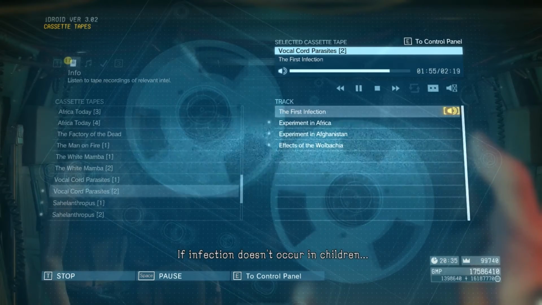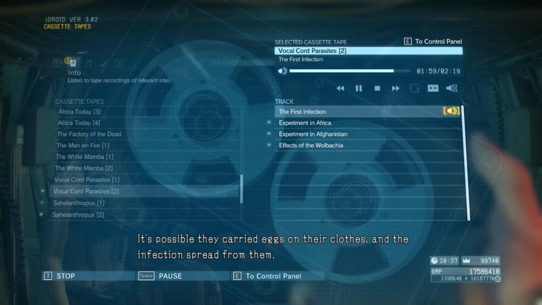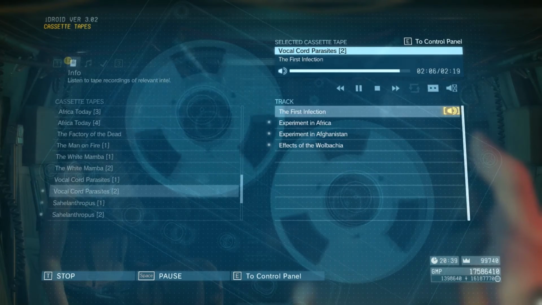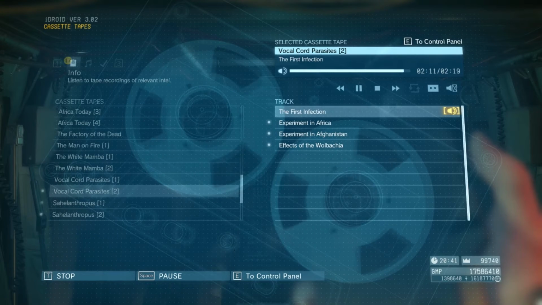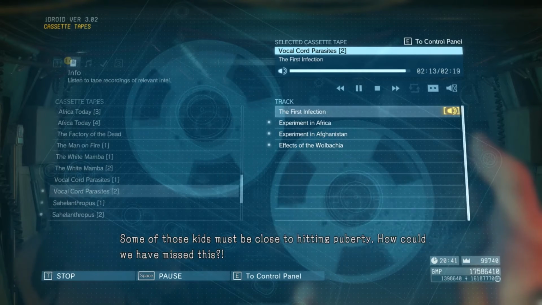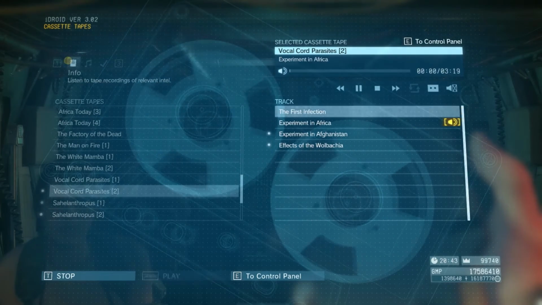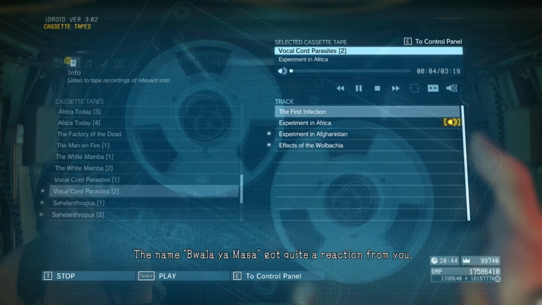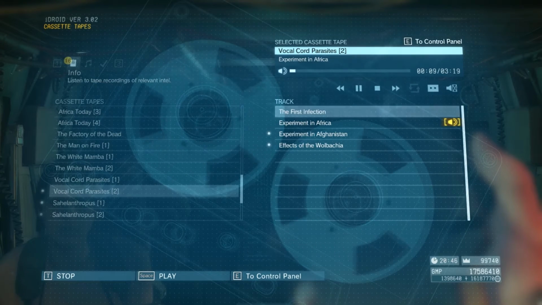Well, if infection doesn't occur in children... It is possible they carried eggs on their clothes, and the infection spread from them. Check the kid's stuff. I doubt there is any trace left by now. But if there is, some of those kids must be close to hitting puberty. How could we have missed this? The name Bwala Yamasa got quite a reaction from you. I'm guessing the Kikongo strain was released in that village.